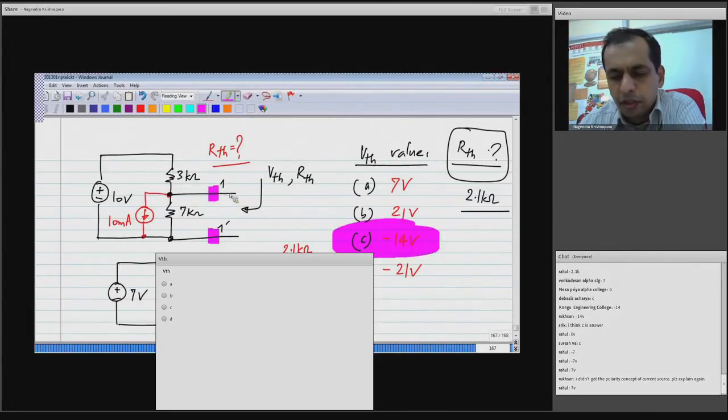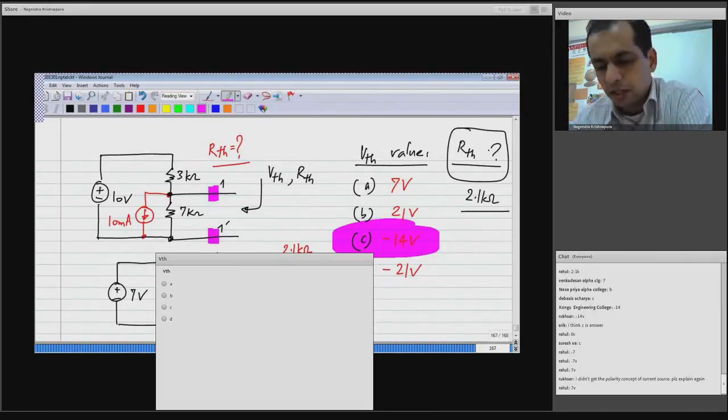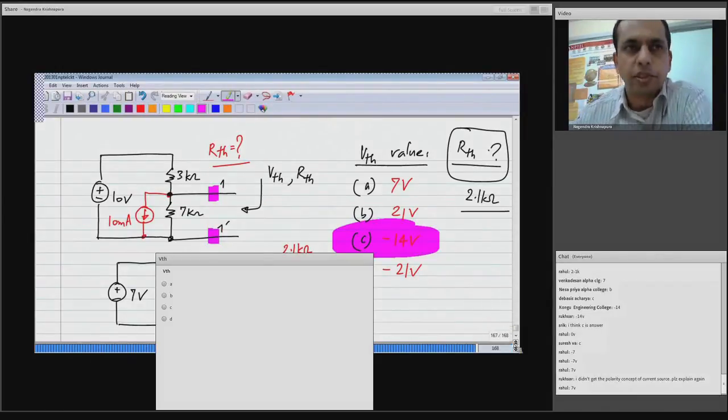hopefully you understood this point, that I connected some IX here, and that IX can be either a current source or a representation for any kind of load. So whatever you connect between 1 and 1 prime, that doesn't matter. This part, what we are replacing, can be represented by this minus 14 volts and 2.1 kilo ohms in series. In fact, what you connect to this can be nonlinear. The part that we are converting to Thevenin equivalent has to have only linear elements and independent voltage and current sources. Okay.